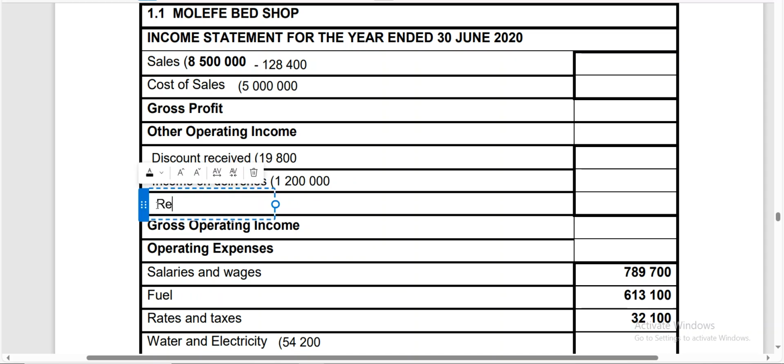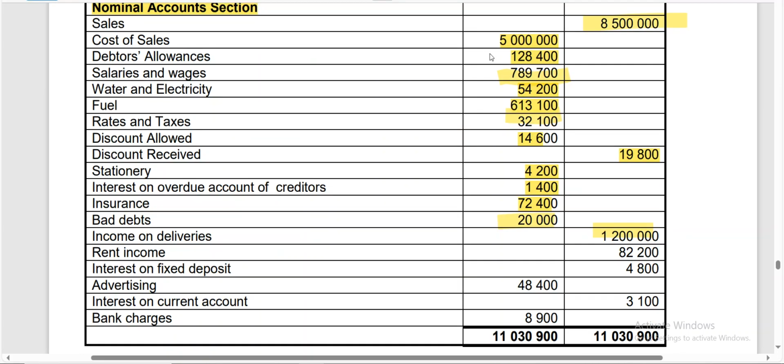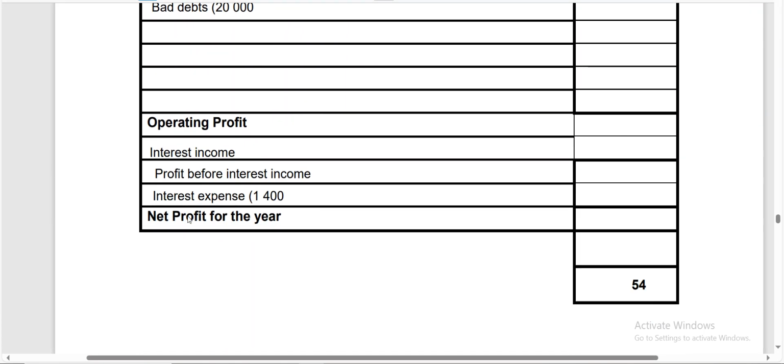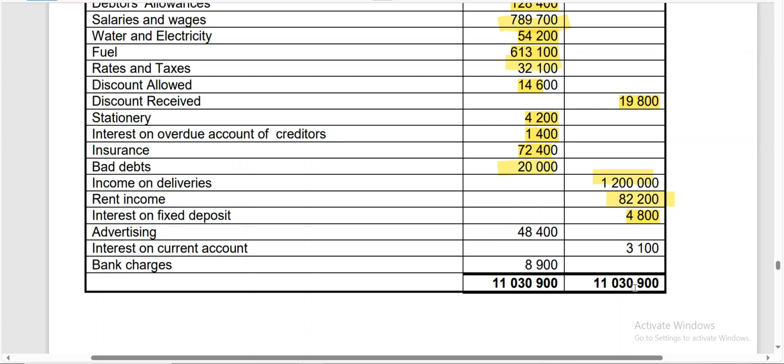So we're going to have rent income for 82,200. And then once we are done with this, what else do we have? We have interest on fixed deposit for 4,800, so this 4,800 will come on our interest income here. So you need to start by entering the information that you have. So that 4.8 has already been entered.